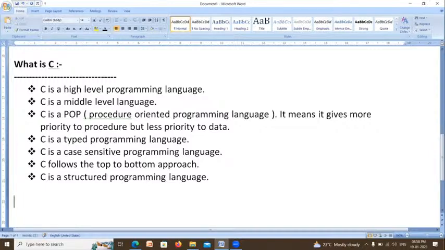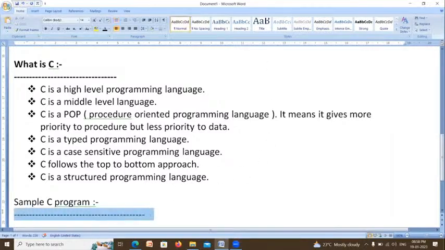Now how to write a sample C program? Right. Now note on this. What is C? Note on these points.